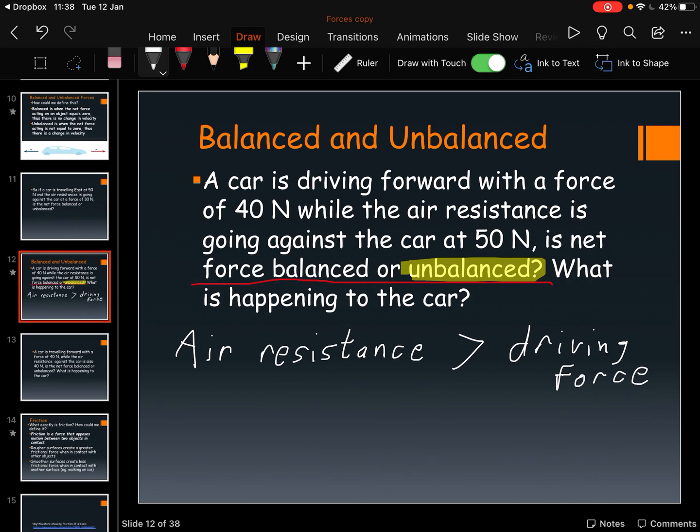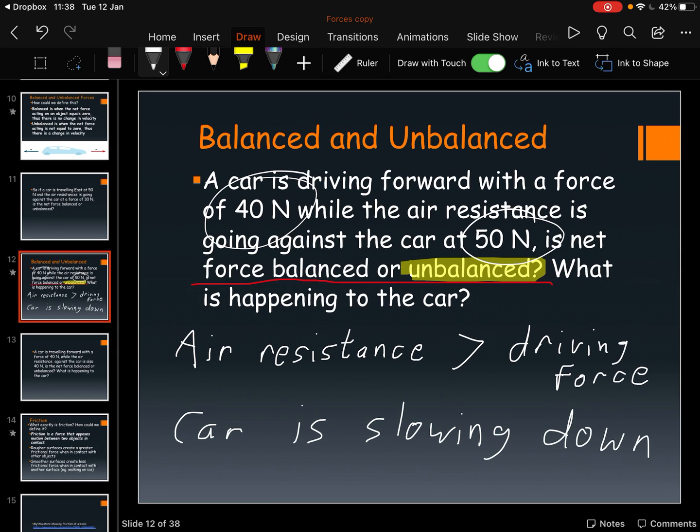Okay, so the air resistance is greater than the driving force because the air resistance is 50, the driving force is 40. So what's going to happen if the air is stronger than the force of the car? Okay, we simply say the car is slowing down. How is the car slowing down? Simple, if the air resistance is greater.